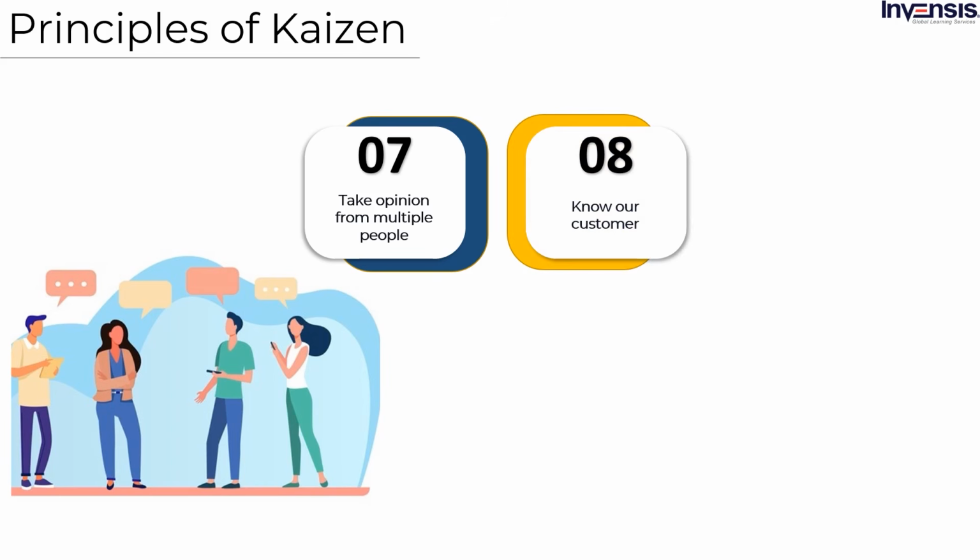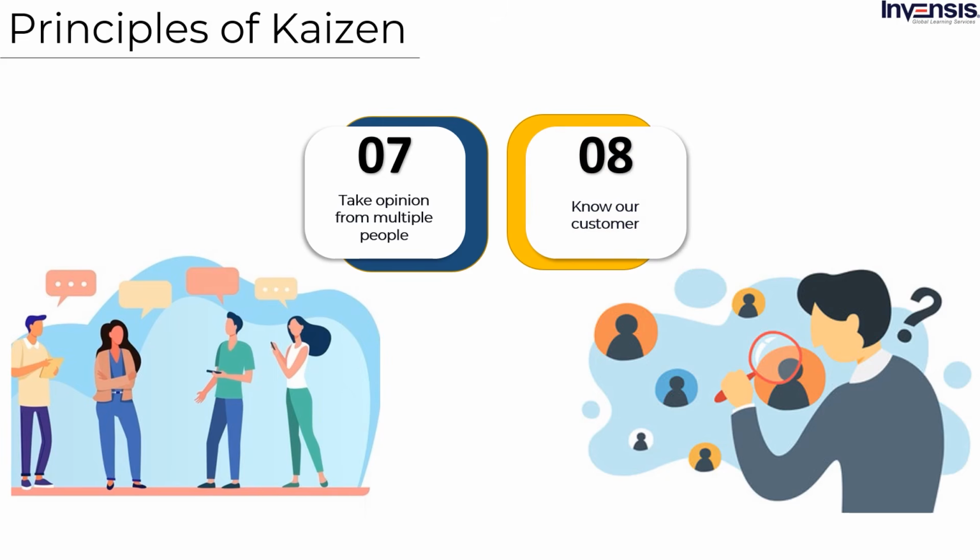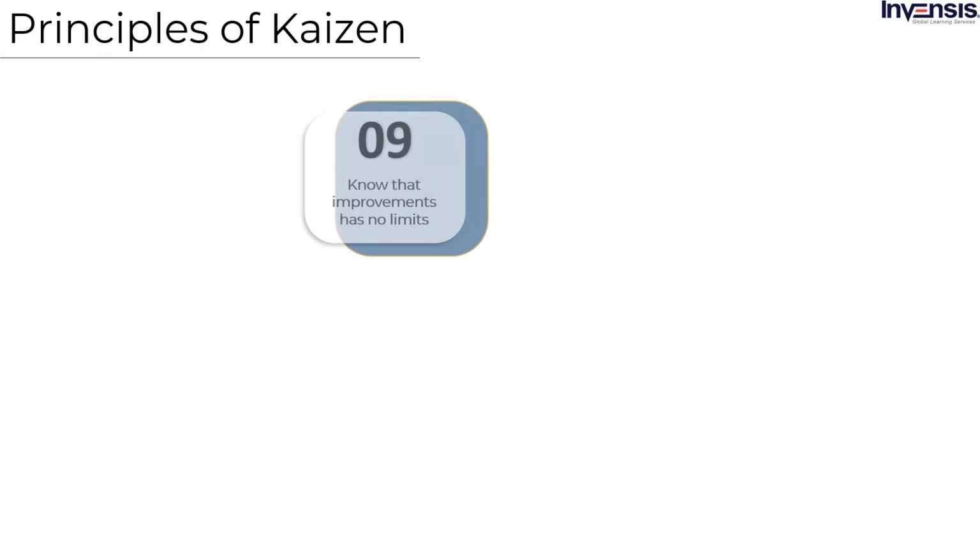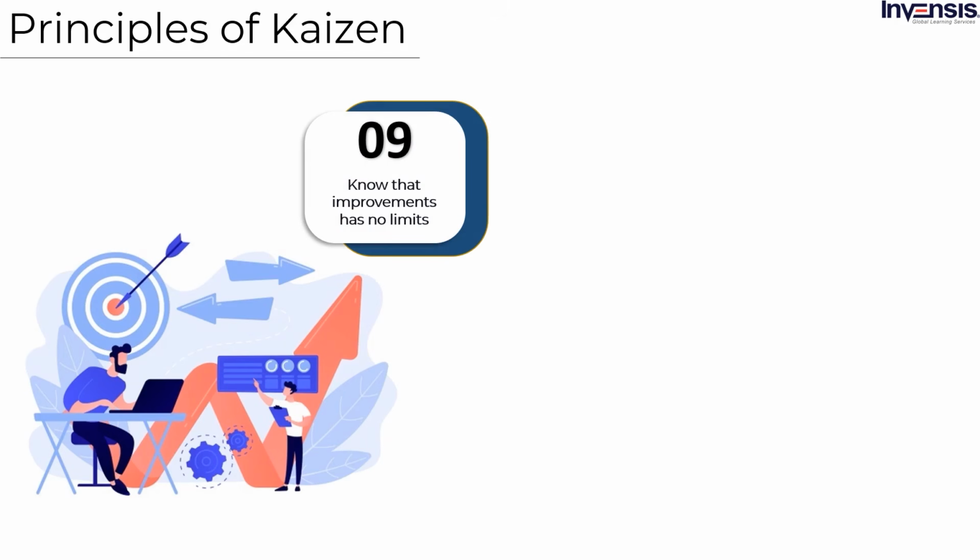The next principle is: know your customer. Knowing about whom you are selling your product or service is essential. It is key that companies identify their customers' interests to enhance their experience. The next principle would be: know that improvement has no limits. Never stop improving. Try various methods that can help in improving the business, and in turn your organization too.